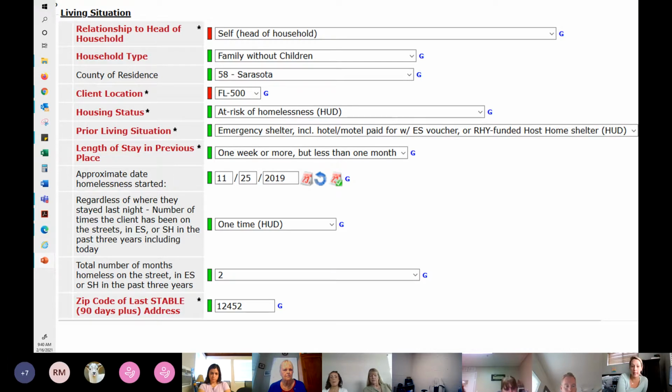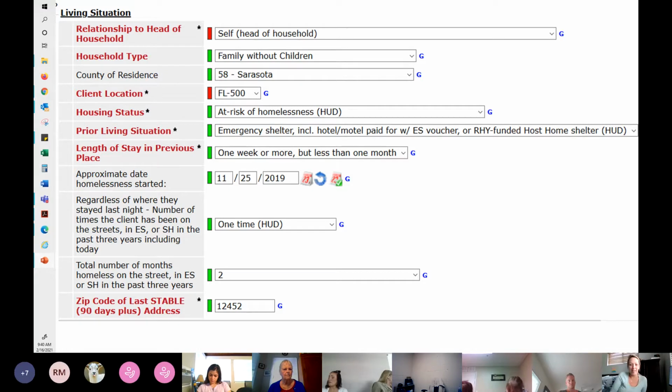Their housing status indicates at risk of homelessness. But our prior living situation, which is, where did you stay last night? Please keep that in mind. If you're taking any notes at all, please keep in mind that your prior living situation is the question, where did you stay last night? There's no confusion when we ask that question.